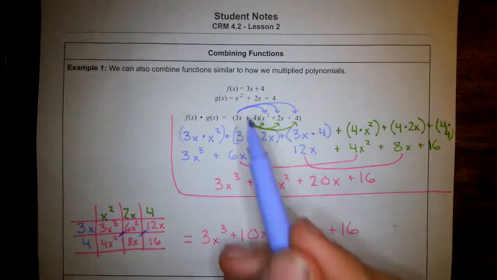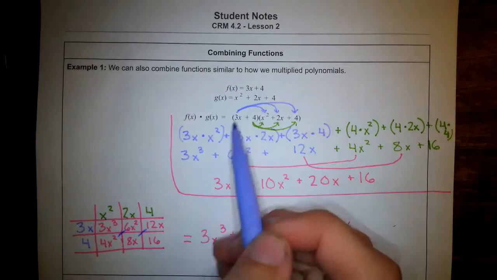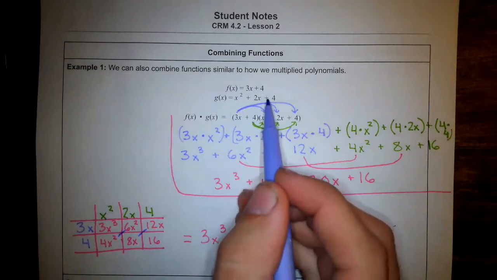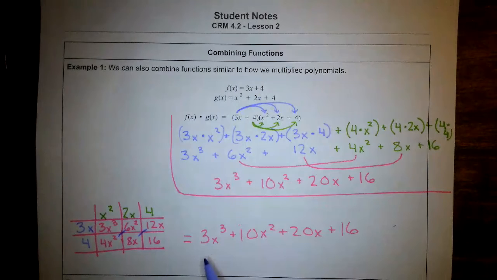So just like before, we have two functions. We have f of x equals 3x plus 4, and we have g of x is equal to x squared plus 2x plus 4. And we're going to multiply these two functions together.